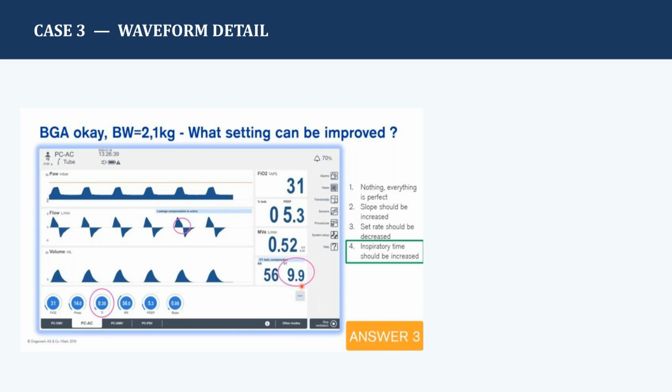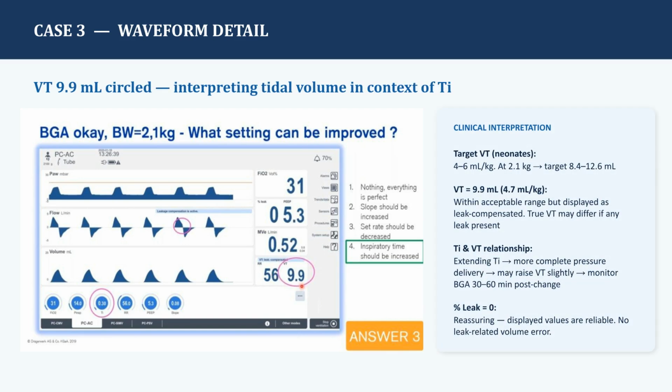Reviewing the waveform detail, the tidal volume of 9.9 milliliters per kilogram is within the acceptable range. However, extending TI will ensure complete pressure delivery and may slightly raise the volume. The 0% leak is reassuring that the displayed values are reliable.